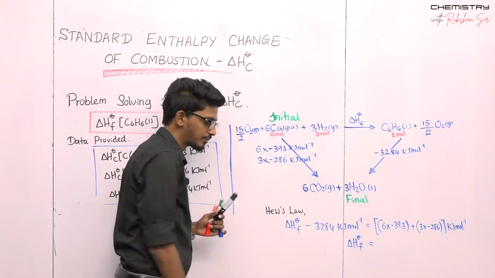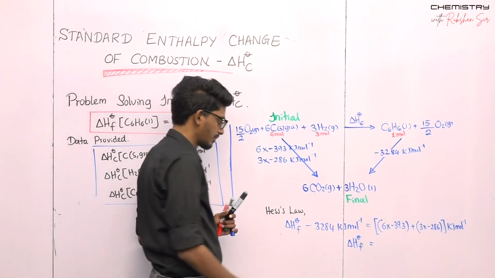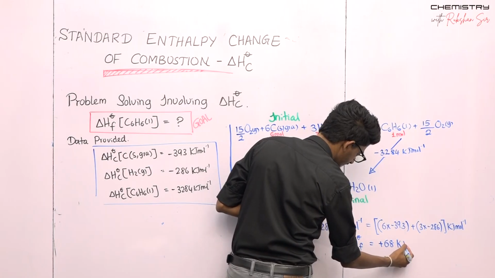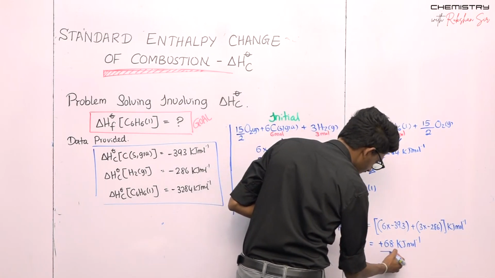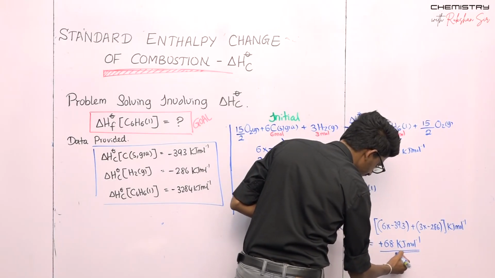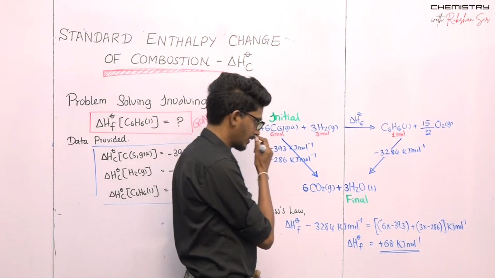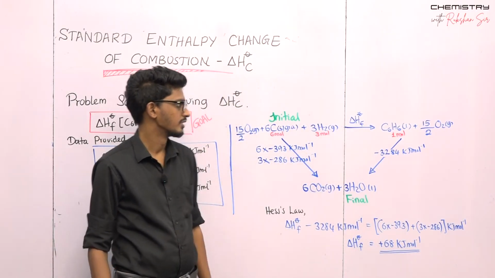So if I solve for this value, it will be plus 68 kilojoules per mole. This is your answer. This is how you are supposed to solve this kind of question with the use of a thermodynamic cycle. So just complete this.